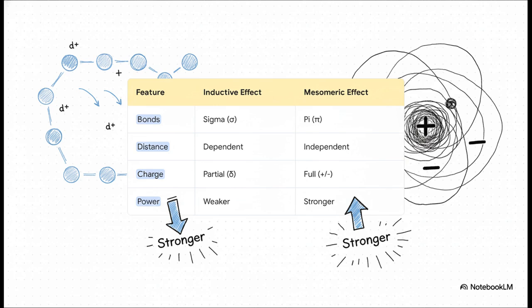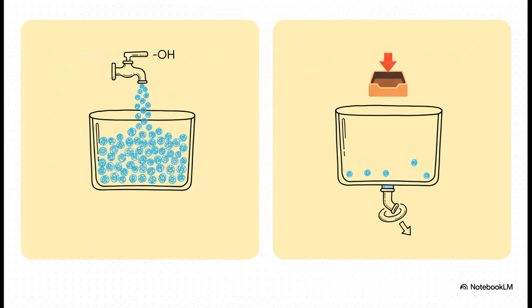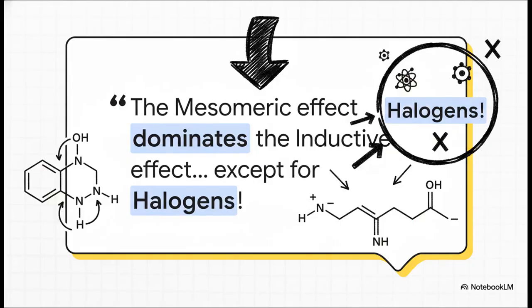And here's the biggest takeaway. It is way stronger. And just like before, we've got 2 types. The +M effect is when a group with a lone pair of electrons, like an OH group, just donates some right into the system, flooding it with electron density and making it much more reactive. The -M effect is the opposite. A group with its own pi bond, like -NO2, yanks electron density out of the system, making it way less reactive.